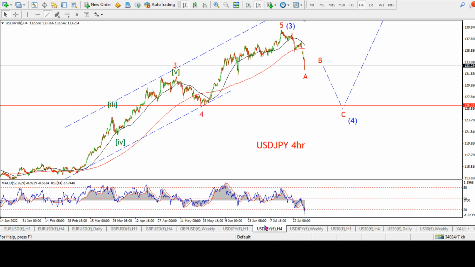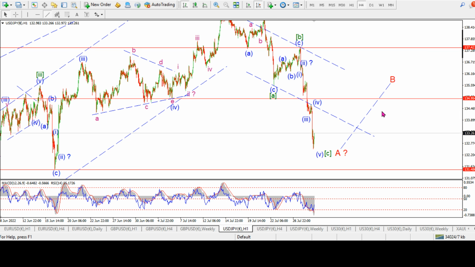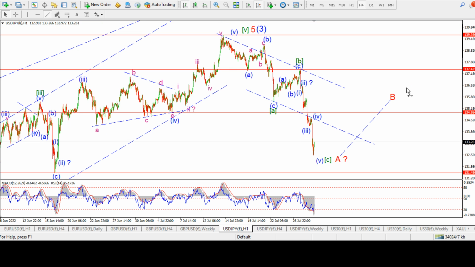So 3 waves down in A, and I'll show you that in the hourly chart now. Let's scrunch that up a bit. So that's the wave 3 top. It looks like we've got 3 down in wave A in green, 3 up in wave B in green, and a possible 5-wave pattern complete in wave C.